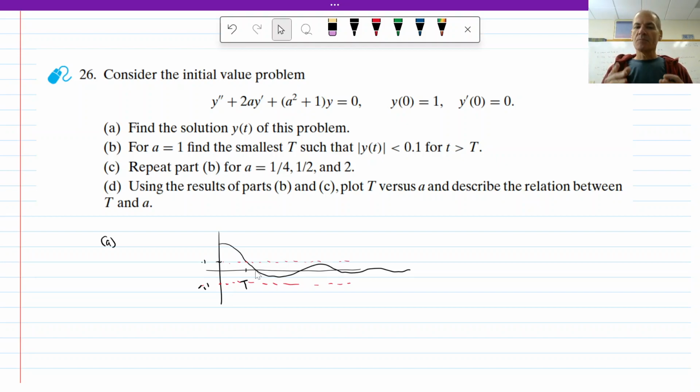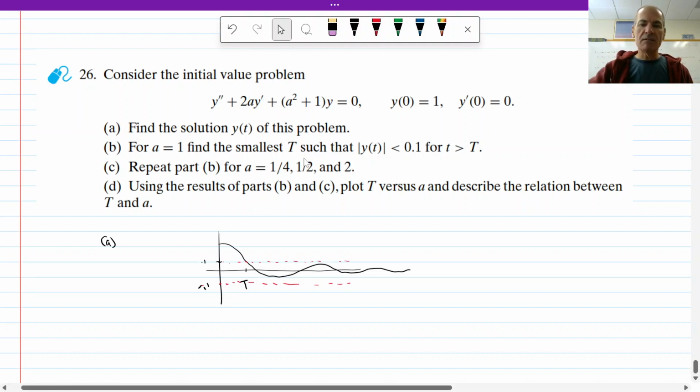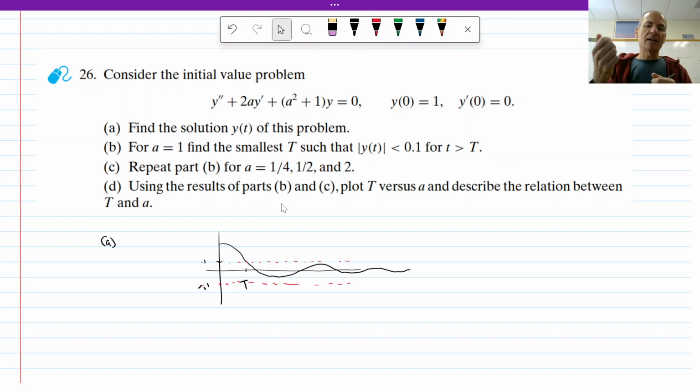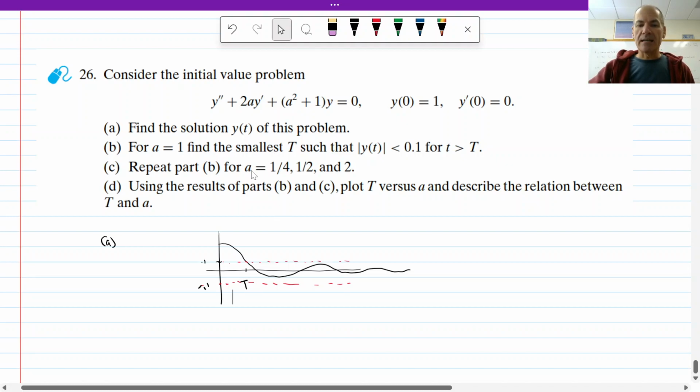Do the same thing: solve the equation, plot it, estimate what this capital T value is for each of these, and then just plot 4 ordered pairs, right? The a value and the capital T value for 1, the a value and the capital T value for 1/4, and so on. And this will shed a little bit of light on the effect of this parameter a on how quickly this thing decays, how quickly this thing enters that range. And that's basically it.